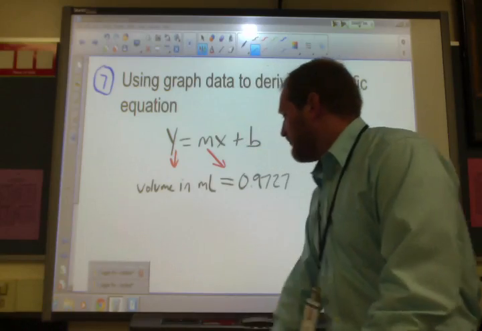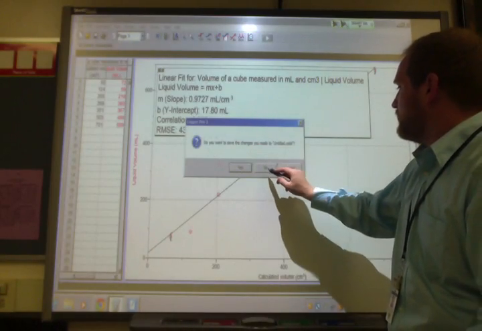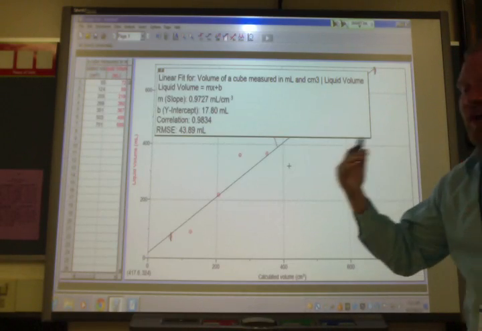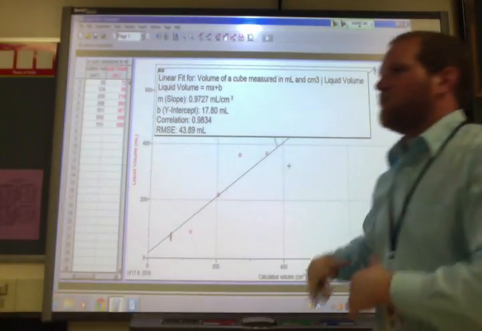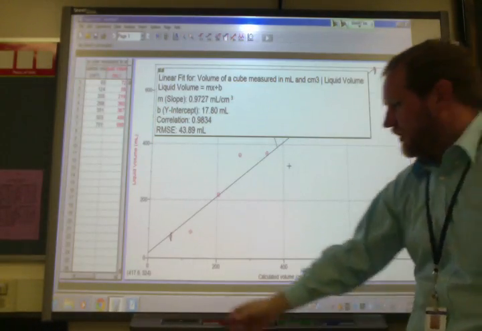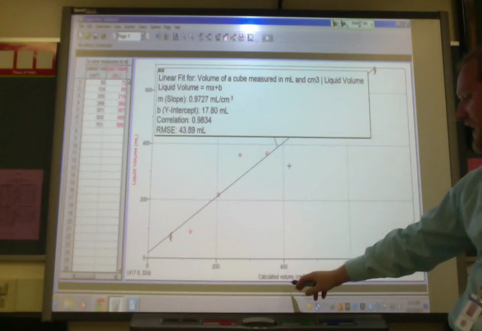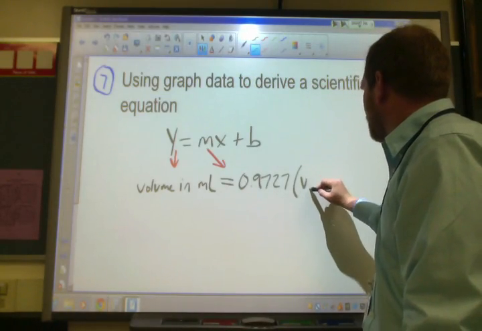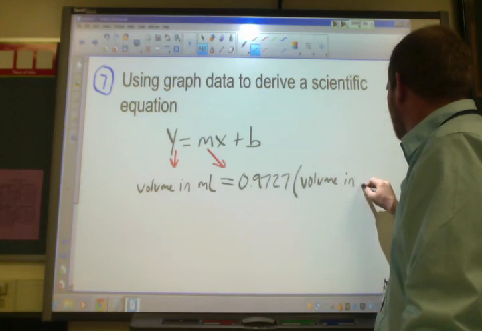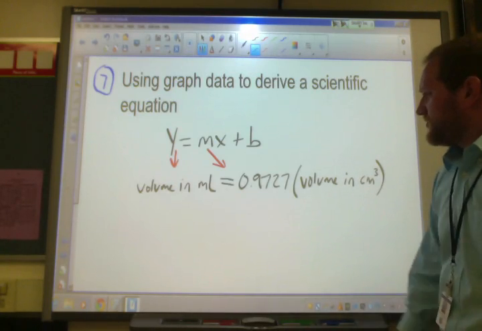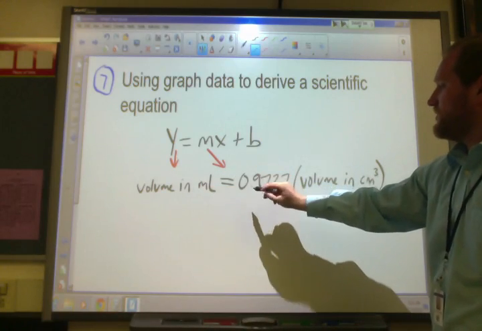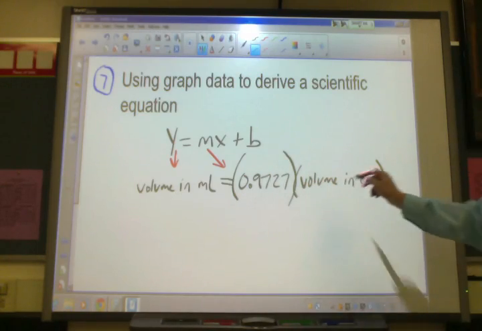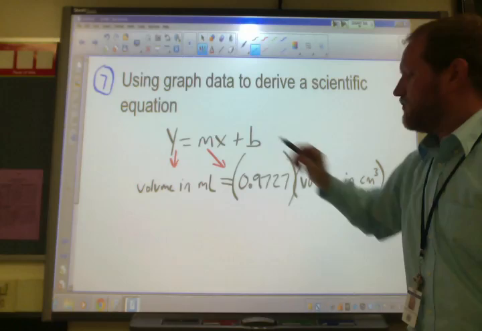X. Let's see what we can write for x. Do not delete this. Okay? For x, again, you're not just going to choose an x value. You're going to say, well, what does x really mean on this graph? Well, here's my x-axis. You can see it's calculated volume in centimeters cubed. So let's write that in. So volume in milliliters equals 0.9727 times volume in centimeters cubed plus b.